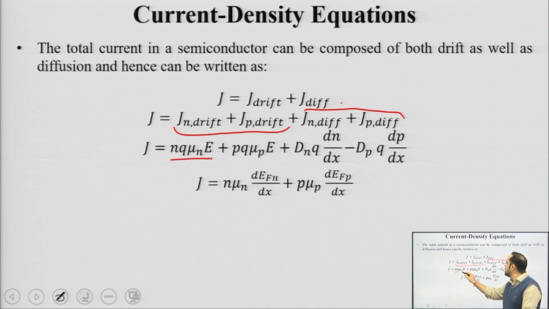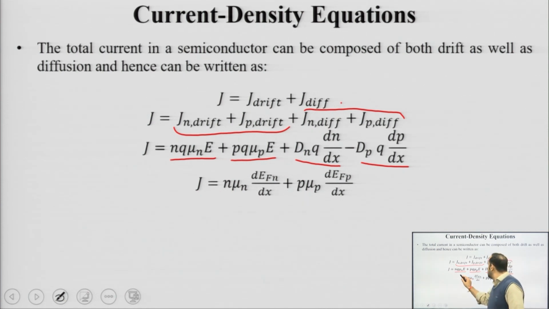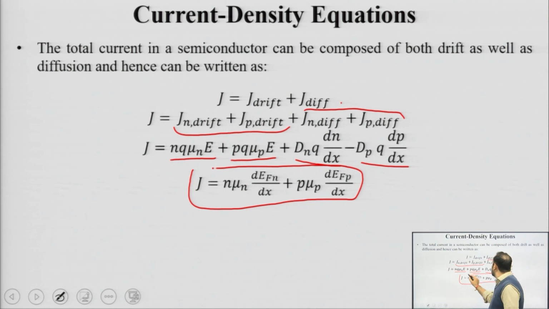This is the equation for drift: electron drift current density, this is hole drift current density. This is electron diffusion current density, this is hole diffusion current density. And this you can also write in terms of the gradient of the Fermi level, in N and P type semiconductor. Mu is mobility, E is electric field, EF is Fermi level, n is electron concentration and p is hole concentration. So, these are your so-called current density equations.